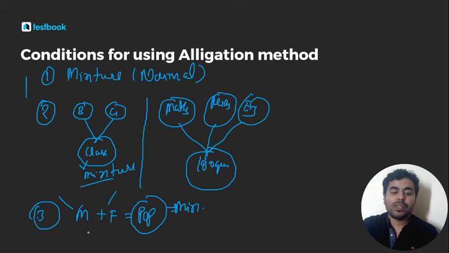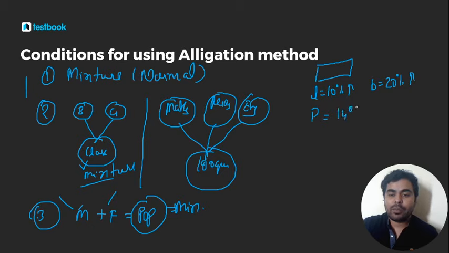In such type of question, a mixture is forming, and we can deal with such questions with the allegation method, right? Let's take another example of this kind. Suppose there is a rectangle whose length is increased by 10% and breadth is increased by 20%, due to which the perimeter increases by 14%.